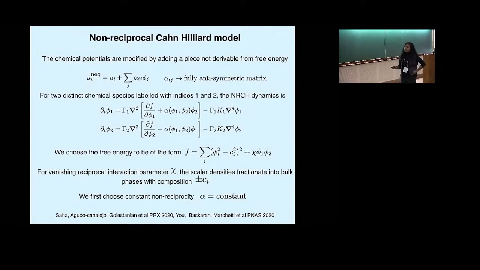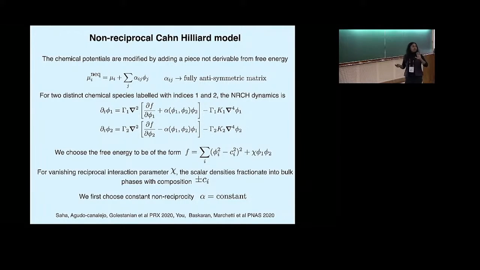So now I show you the equations that describe the non-reciprocal Cahn-Hilliard model. Because we are looking at a mixture of particles, we can step away from detailed balance equilibrium by manipulating the chemical potentials with terms that do not carry gradients. So the chemical potentials have two parts, one which is derivable from a free energy and another which is written using these non-reciprocal interaction coefficients alpha ij. Alpha ij is a fully antisymmetric matrix, so there's no way you can derive this from an underlying free energy.